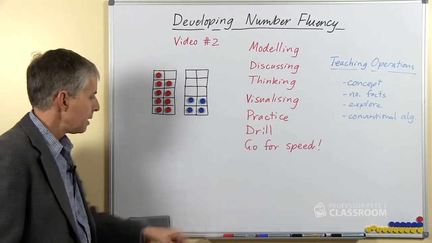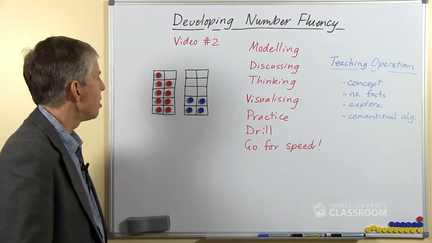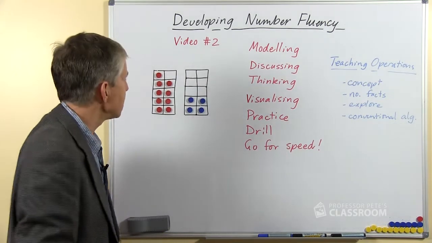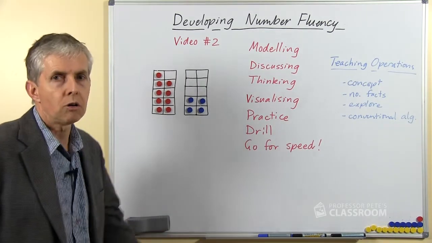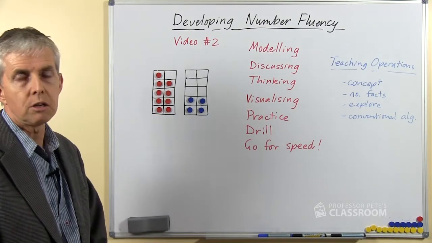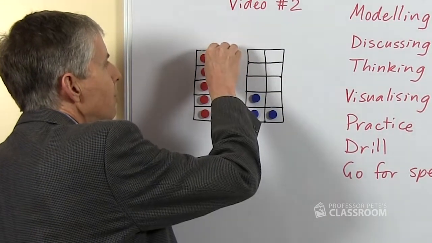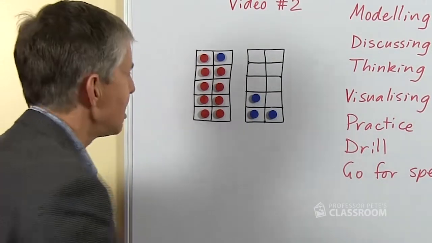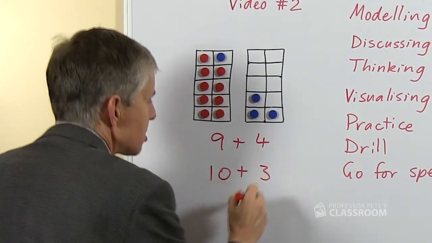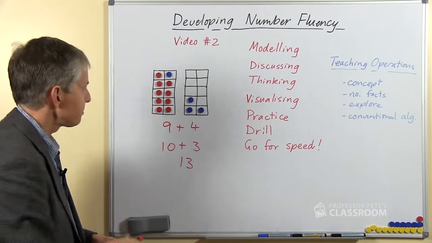Here's an example. Here we have the basic addition number fact of 9 plus 4. We would show this to students using a pair of 10 frames like this. My approach would be not to tell them what to do, but to say, think for yourselves, what do you think you can do to make this easier to work out? It's not difficult to see that if you simply move one of the counters from there to there, we started with 9 plus 4, but now we've got 10 plus 3. And 10 plus 3 is a simple place value question.